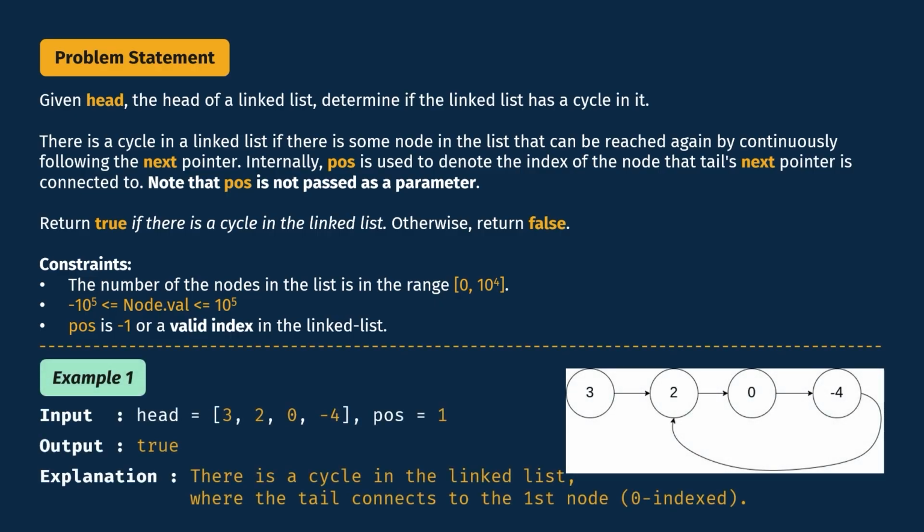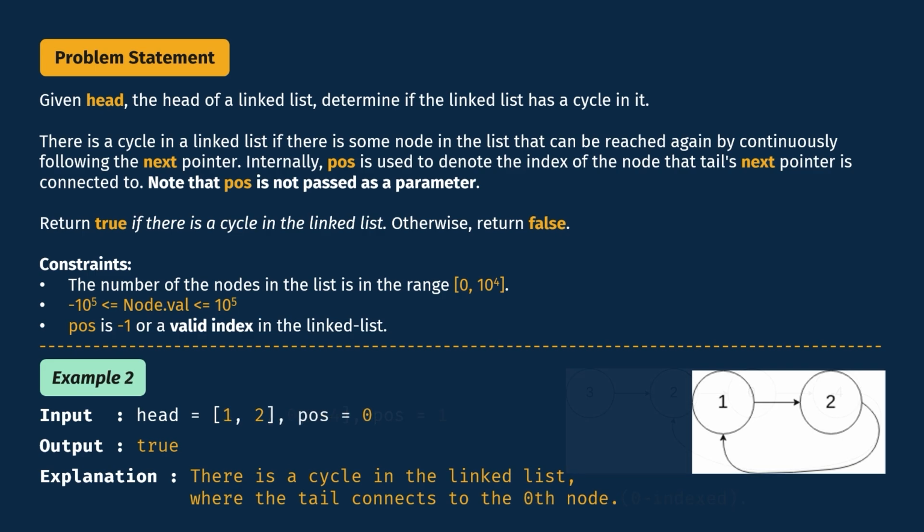We have a linked list with values 3, 2, 0, -4, and POS equals 1. The expected output is true. Why? Because there is a cycle where the tail connects back to an earlier node. Remember, we are using zero-based indexing. So the node with value -4 points back to the node with value 2 at index, or position number, 1, creating a loop. If we were to traverse this list starting from the head, we would go 3, 2, 0, -4, 2, 0, -4, 2, 0, -4, and we would keep going in circles forever. That's our cycle.